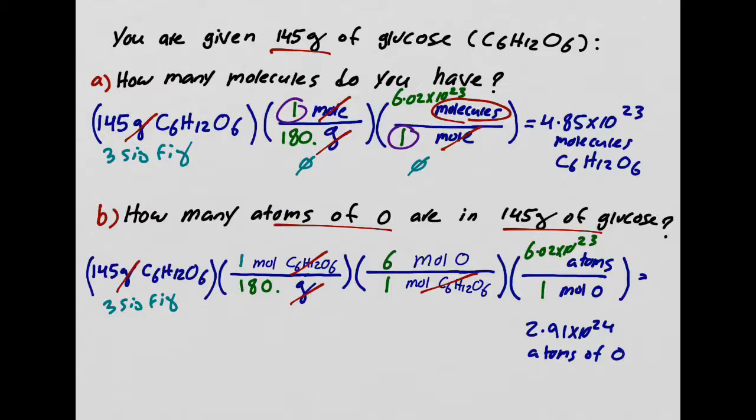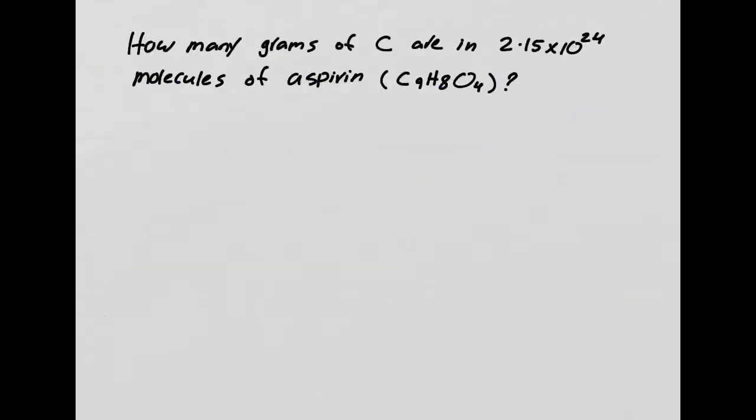Oh, this was a big problem, yeah? You guys ready to do more practice problems on this? Let's do this. Here's our next problem. Okay. How many grams of C are in 2.15 times 10 to the 24th molecules of aspirin?